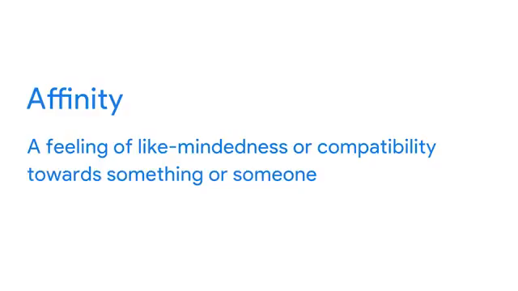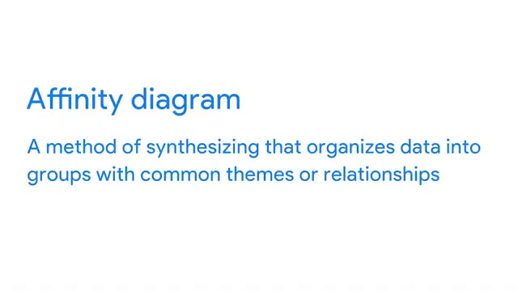One method you can use to organize data is called affinity diagramming, which is what we'll discuss in this video. Let's jump right in. An affinity is a feeling of like-mindedness or compatibility towards something or someone. Have you ever run into someone from your hometown while traveling? You likely felt an affinity towards them. You had something important in common that made you feel closer to each other. An affinity diagram is a method of synthesizing that organizes data into groups with common themes or relationships.